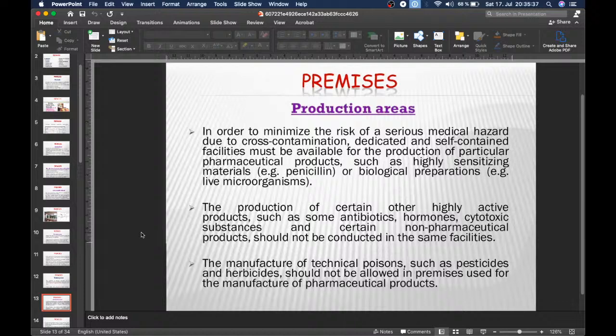Then comes your production area. That's the main part. We have discussed where the raw material comes in, your packaging, maintenance, and the weighing. Now comes the main part in between, the production area, where most of the things are going to play out, and it has to be maintained very well.